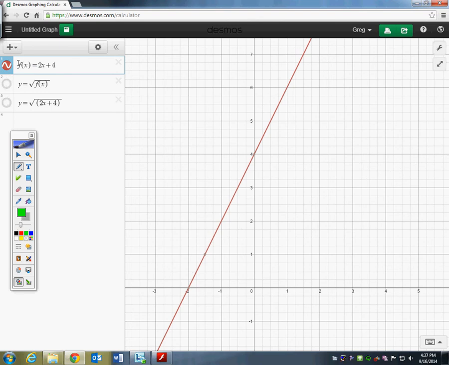Instead of saying y is equal to in Desmos, I wrote f of x equals this, and then here I wrote y is equal to the square root of f of x. So it remembers this function f up top, and then here I can just say do the square root of that previous function, and here we get our answer.